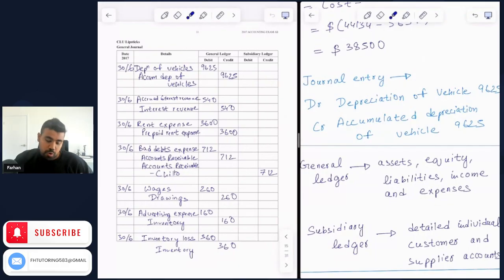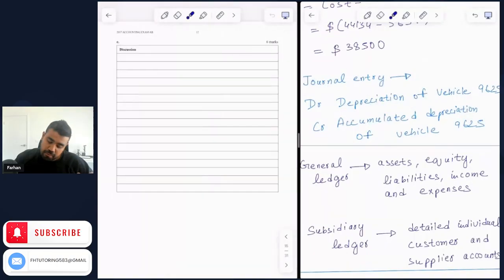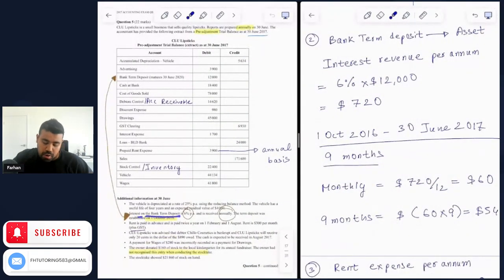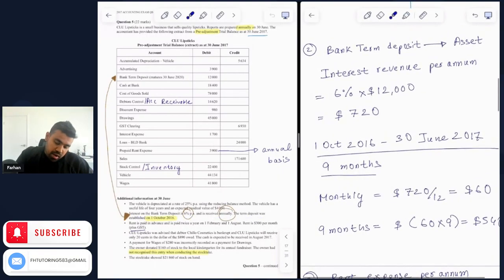All right, so let's move to the next additional information that we have. Interest on the bank term deposit is 6% per annum and is received annually. The term deposit was established on 1 October 2016. Now, the bank term deposit that we are talking about here is reported within the debit column. And this bank term deposit refers to an investment that the business has made. In other words, this is an asset for the business. Now, because the business has made an investment, which is basically depositing some money into the bank account, in return, the business is going to get some interest as income or revenue.